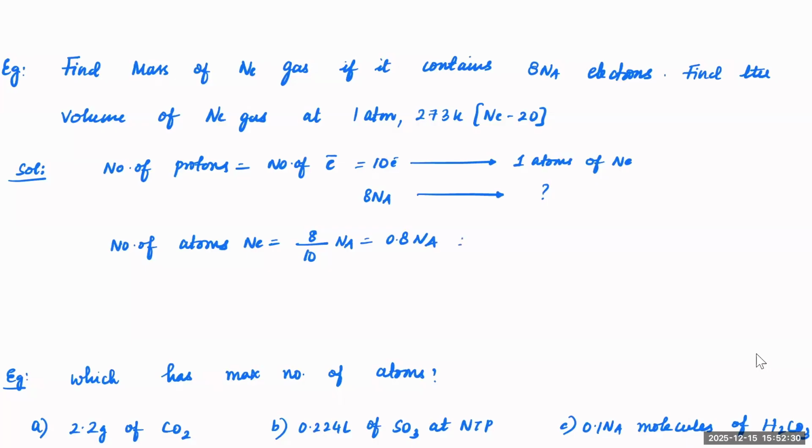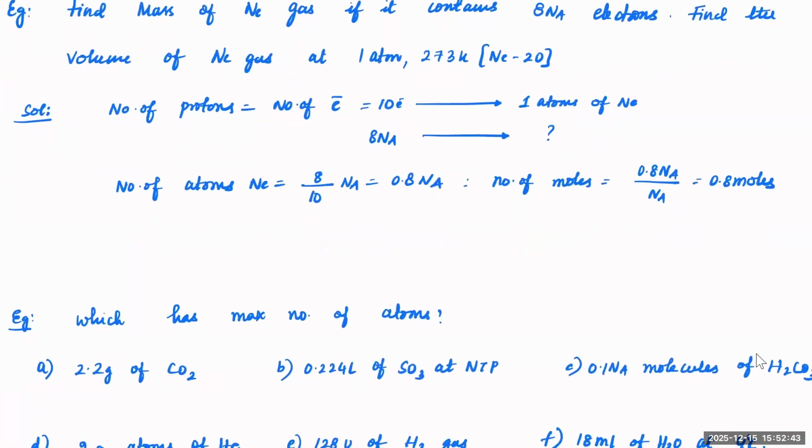If you know the number of atoms, how will you get the number of moles? The number of moles is equal to the total number of atoms divided by Avogadro's number, which is 0.8 moles. Based on moles, we can calculate the mass of neon. Mass of neon will be equal to 0.8 into the mass number 20. So how much will we get? 16 grams.